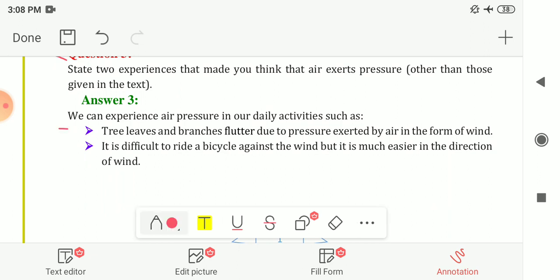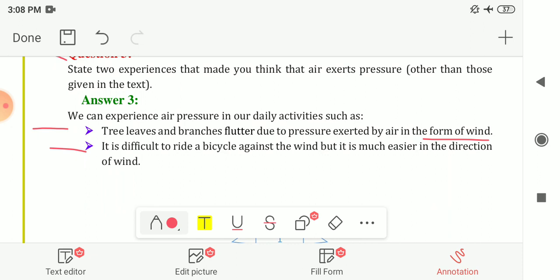So we can experience air pressure in our daily activities. The first one is, tree leaves and branches flutter due to pressure exerted by air in the form of wind. The tree leaves and branches flutter because of the wind, or the pressure exerted by the air. Next is, it is difficult to ride a bicycle against the wind, but it is much easier in the direction of the wind. So these are two examples by which we can say that air exerts pressure.